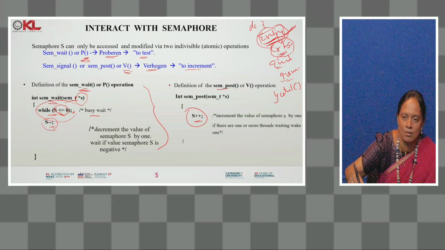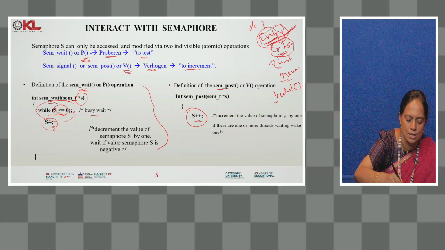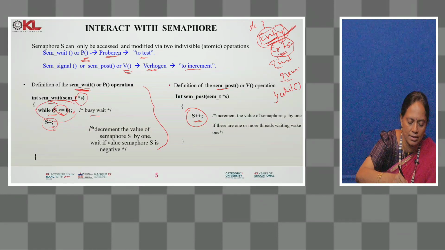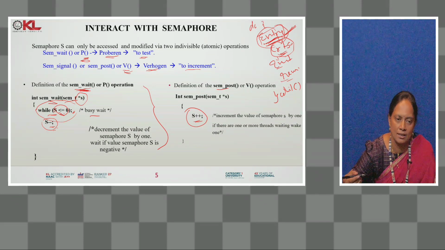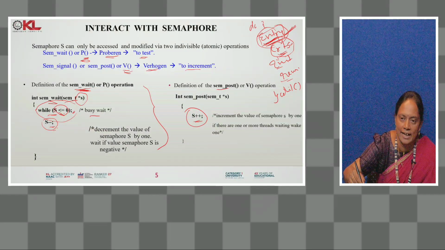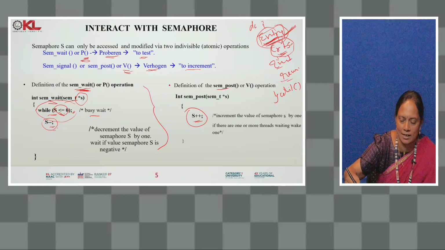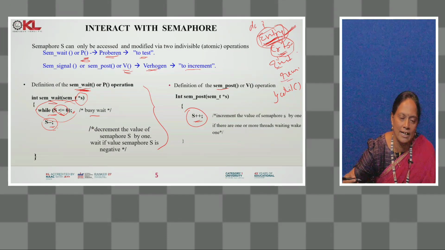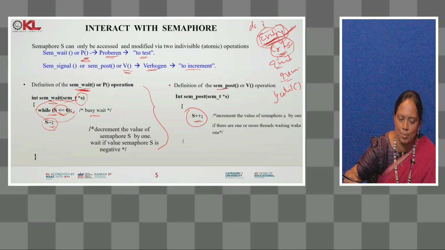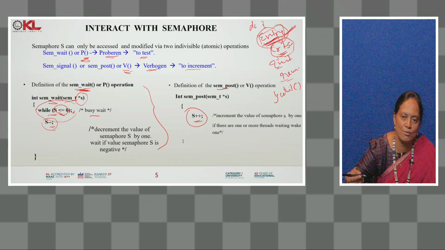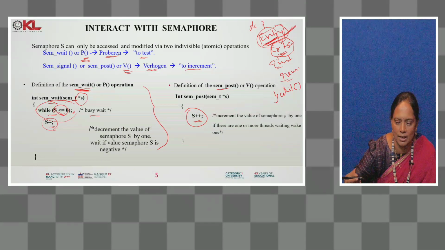So in the entry section we check the condition. If available, the process is going to enter. In sem_wait, we check the condition and then simply decrement the value. So the entry section consists of the sem_wait operation, after that the critical section. After that, in the exit section, we use sem_post, which simply increments the semaphore value.